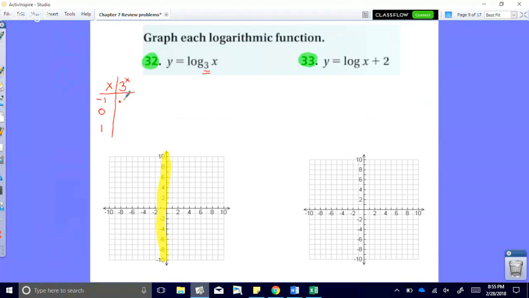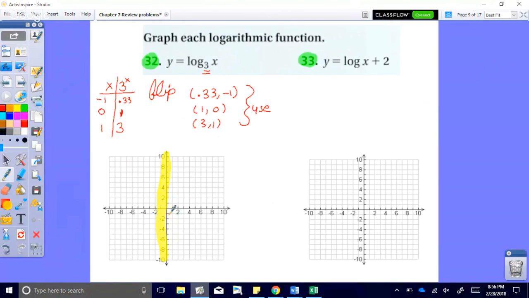Okay, 3 to the negative first power, if you put it in a calculator, is 0.33. 3 to the 0, or any number to the 0, is 1. And then 3 to the first is 3. However, we're not graphing exponential functions, we're graphing logarithmic functions. So we've got to know exponentials and logs are inverses. So we're going to take these points and flip them. So this becomes 0.33, -1, 1, 0, 3, 1. And these are the points that we are going to use on the graph.